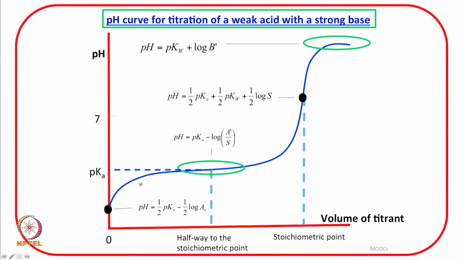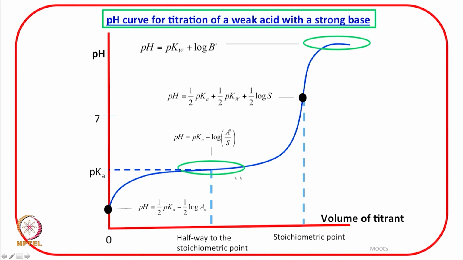and the pH is modified as you keep on adding alkali, and halfway to the stoichiometric point, this equation we also derived, that when A prime is equal to S, when the concentration of acid and concentration of salt are equivalent, pH is equal to pKa, and that is what is indicated over here. At the midpoint, halfway to the stoichiometric point, pH is equal to pKa, and you see the region of the pH change is reasonably flat around pKa.